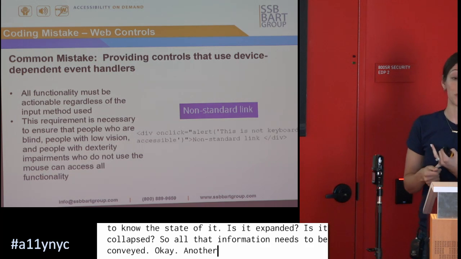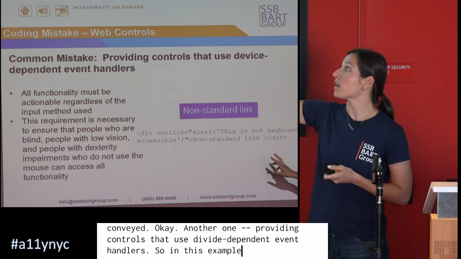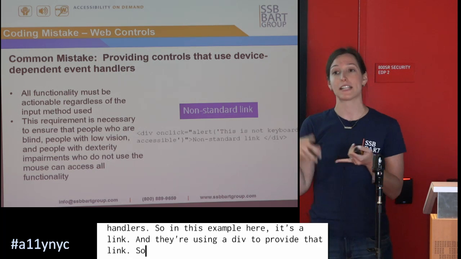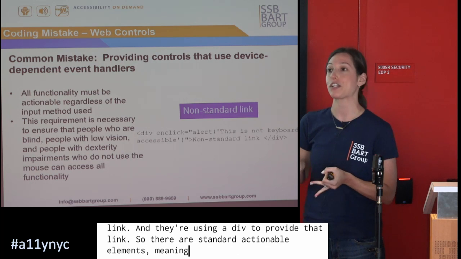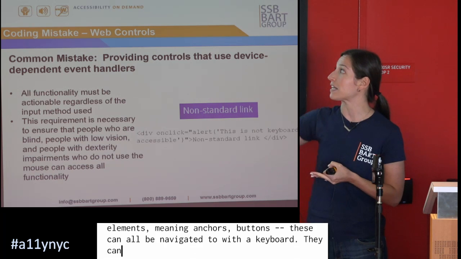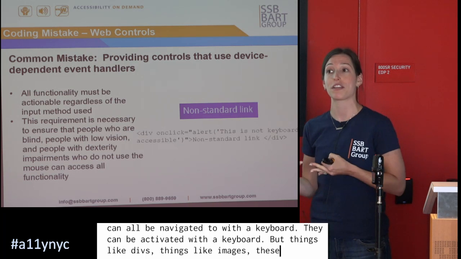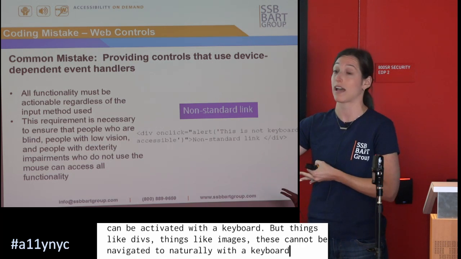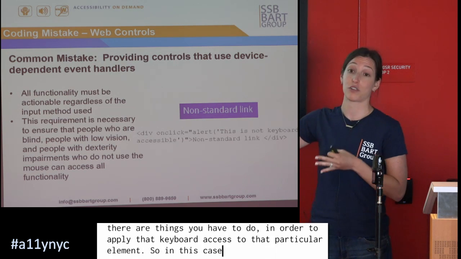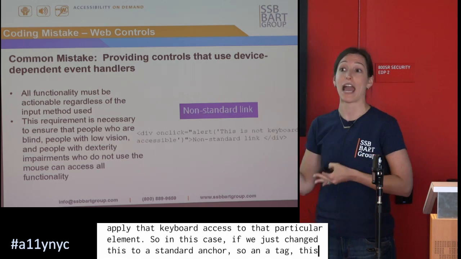Another one is providing controls that use device-dependent event handlers. In this example, it's a link, and they're using a div to provide that link. There are standard actionable elements, meaning anchors and buttons. These can all be navigated to with the keyboard, and they can be activated with the keyboard. But things like divs and images cannot be navigated to naturally with the keyboard. There are things you have to do in order to apply keyboard access to that element. In this case, if we just change this to a standard anchor, an A tag, this link would be able to be navigated to, and you can activate it with the keyboard.